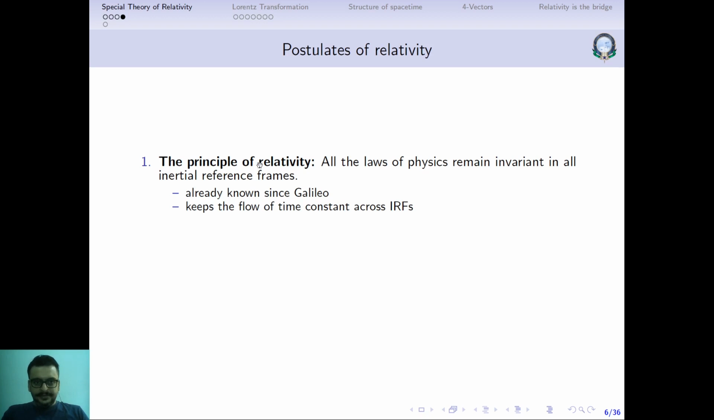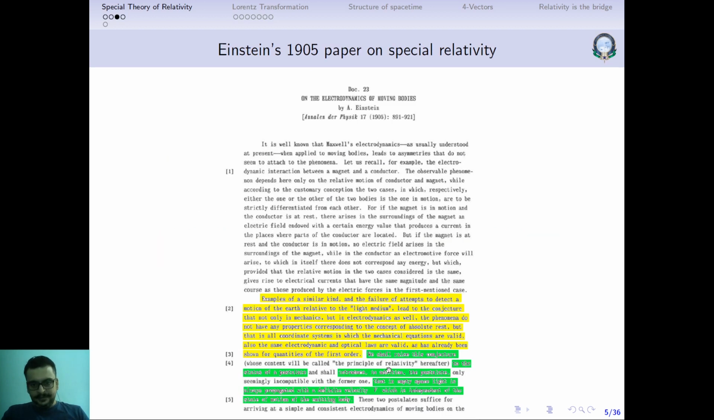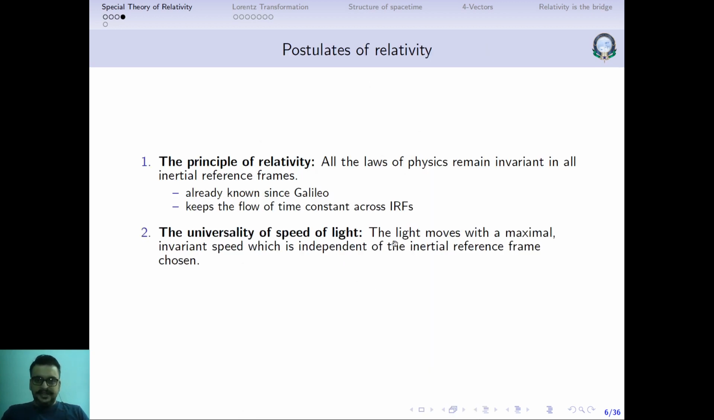The principle of relativity, he called the first postulate of relativity, and he introduced the second postulate, which of course he mentions in his paper, that in empty space light is always propagated with a definite velocity v, which is independent of the state of motion of the emitting body. So we can say the second postulate is that light moves with a maximal invariant speed, which is independent of the inertial reference frame which is chosen. This of course was inspired by the failure of the Michelson-Morley experiment, as was mentioned in Einstein's paper.